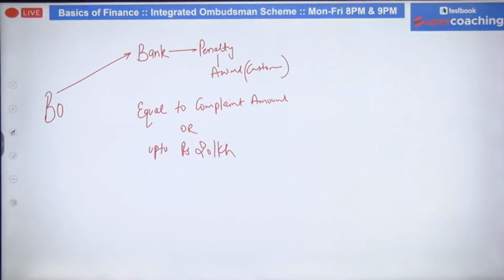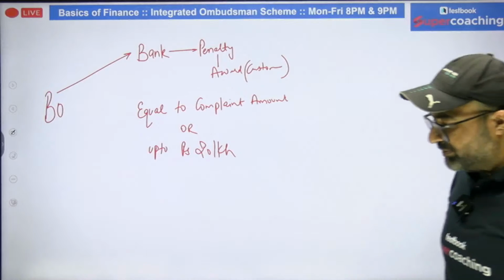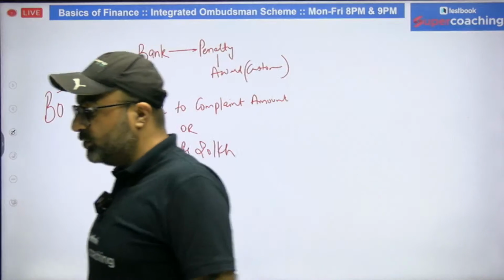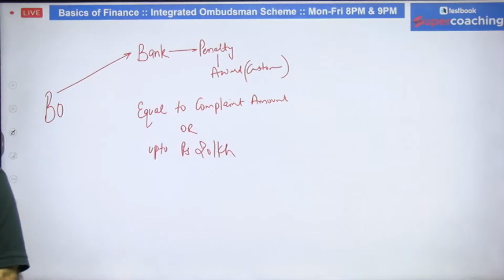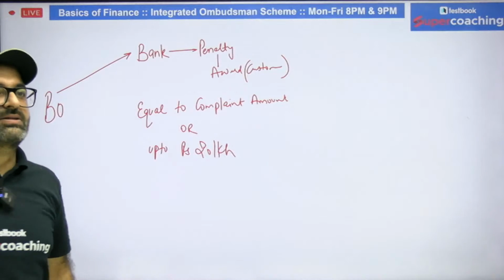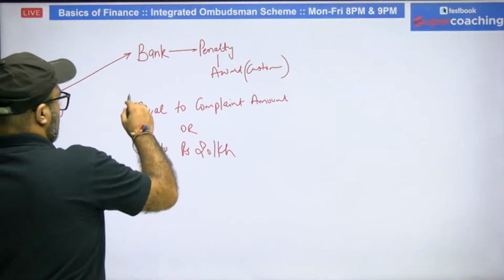But if you go to consumer court, it is different from the banking ombudsman, where you need to pay. First of all, you will be hiring an advocate who will be raising your complaint. You will be paying the application fees, and only then will your complaint be registered. That is a difference. So one thing is this.